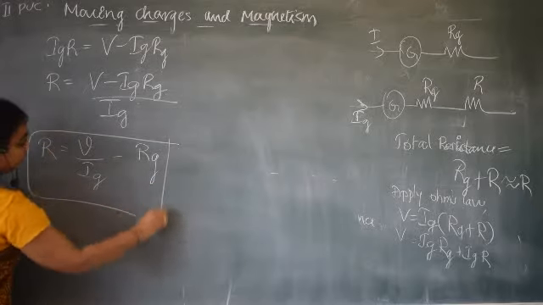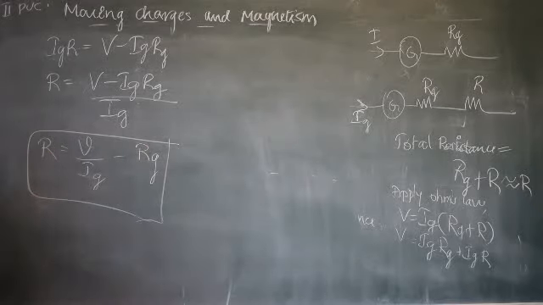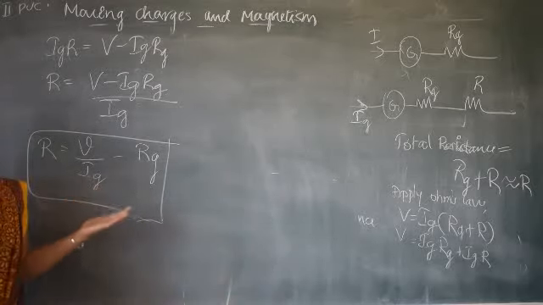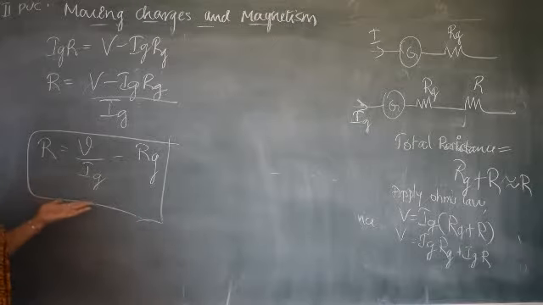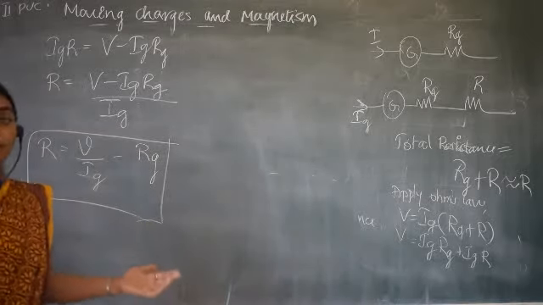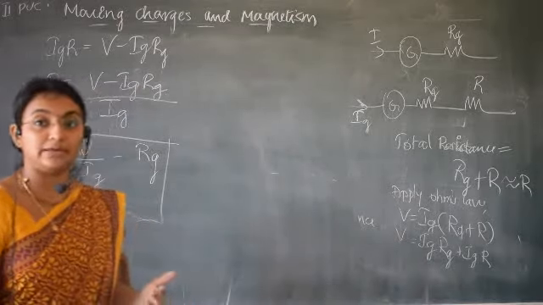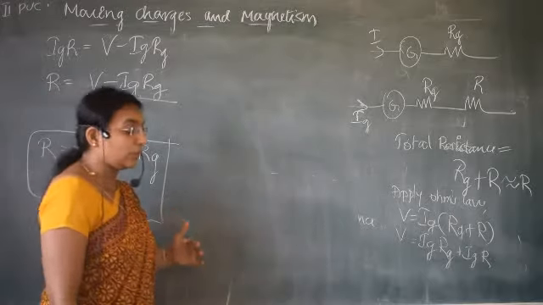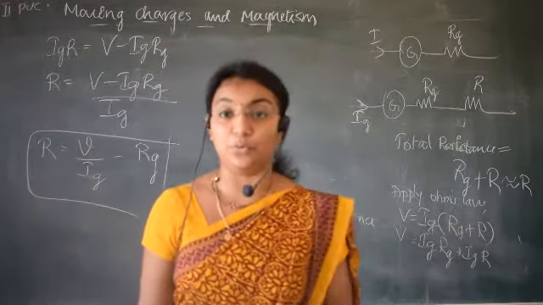This is the expression for the resistance, the value of high resistance. This is the resistance which should be connected to a galvanometer to convert the galvanometer into a voltmeter. So this is how we can convert a galvanometer into a voltmeter.